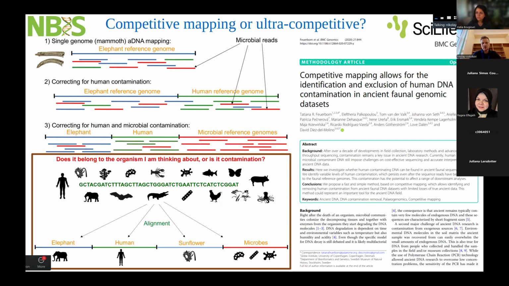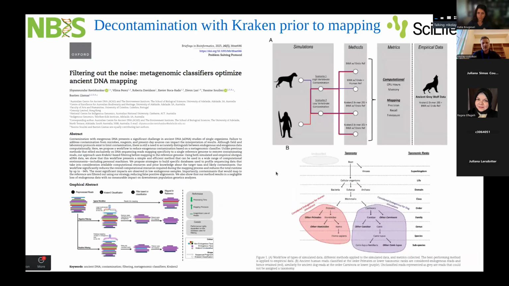So this is about competitive mapping. I call this approach ultra competitive mapping. I asked, what prevents you from concatenating this elephant reference genome with multiple organisms? And this actually was done in one of the recent papers, published quite recently, 2024, 2025 even. So basically, it's a super simple idea and super low-hanging fruit, in my opinion.